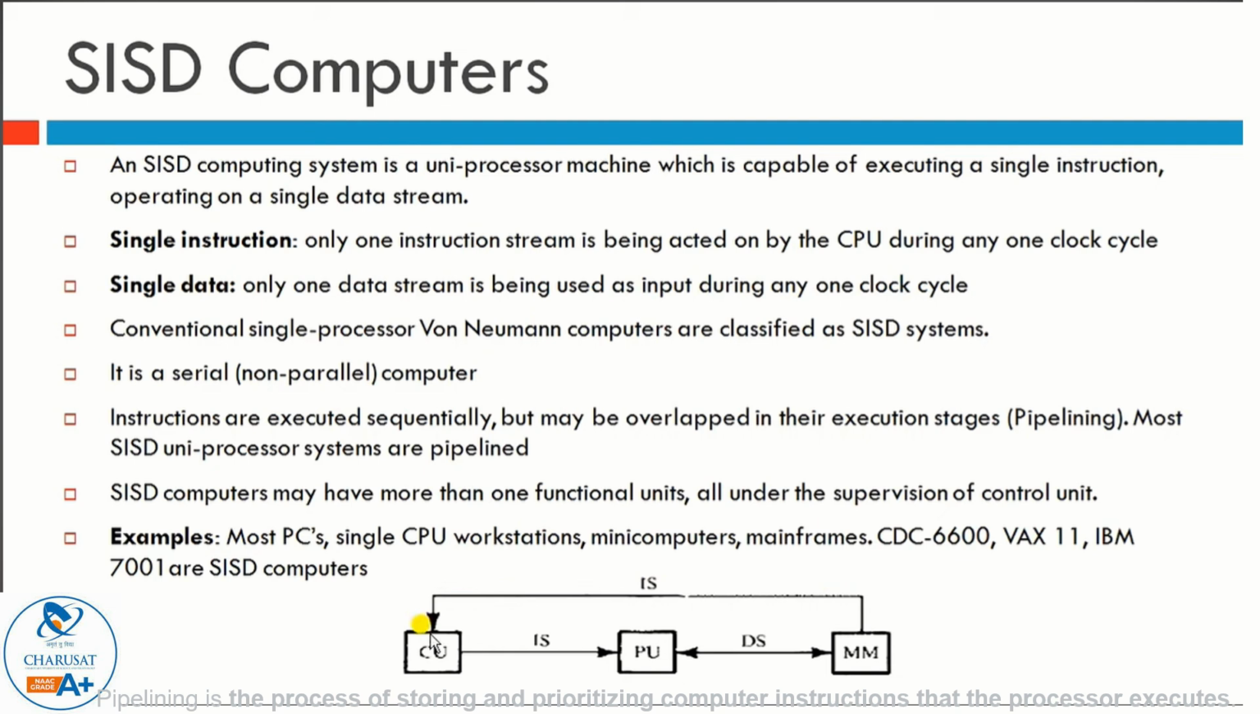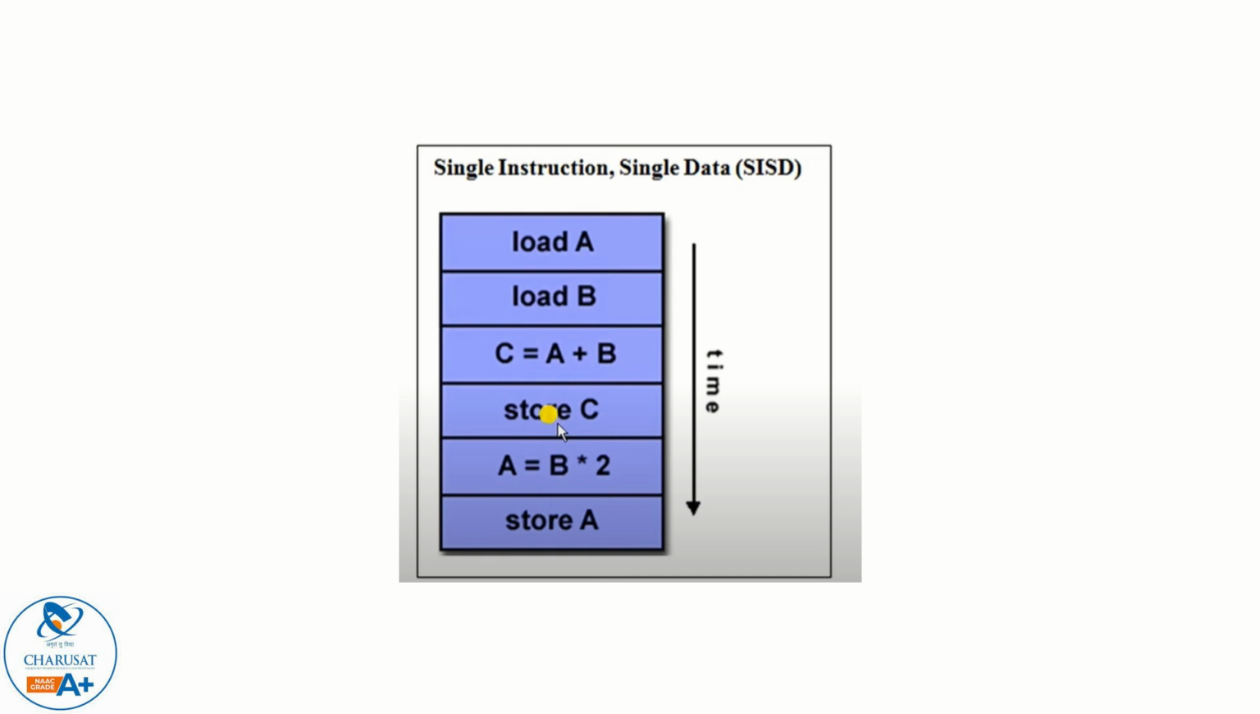SISD computers may have more than one functional unit, all under the supervision of one control unit. Examples of SISD computers are most PCs, single CPU workstations, many mainframes; the CDC 6600, VAX 11, and IBM 7001 are SISD computers. In this diagram, you can see there is a single instruction and single data. When we are working with a single instruction and single data, that is called an SISD computer.